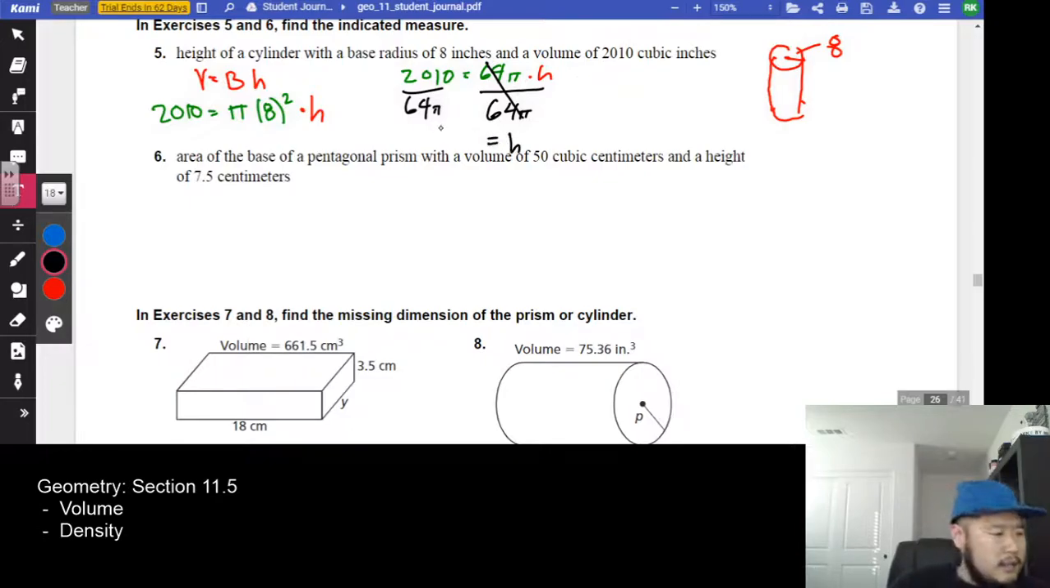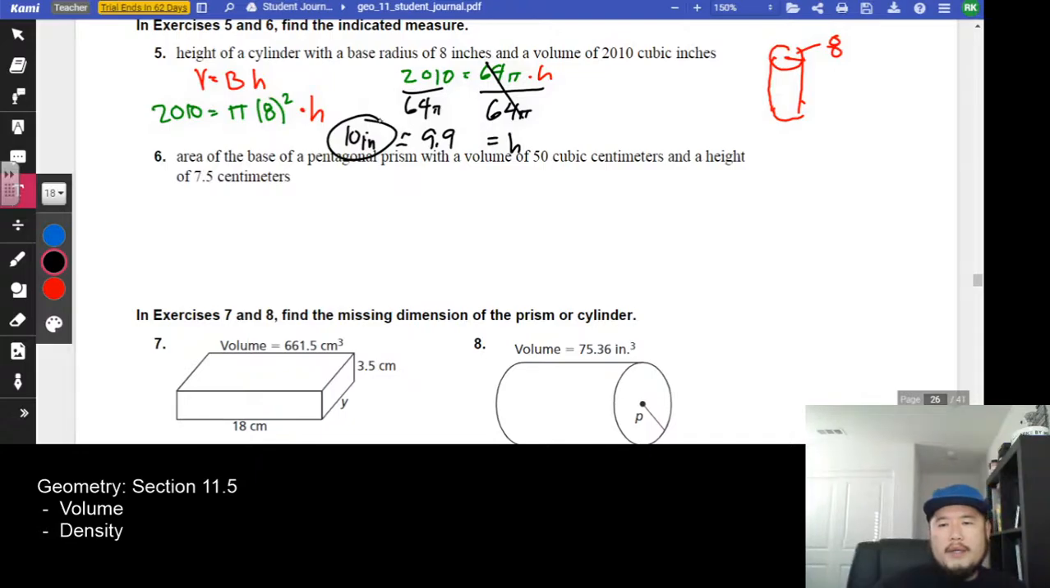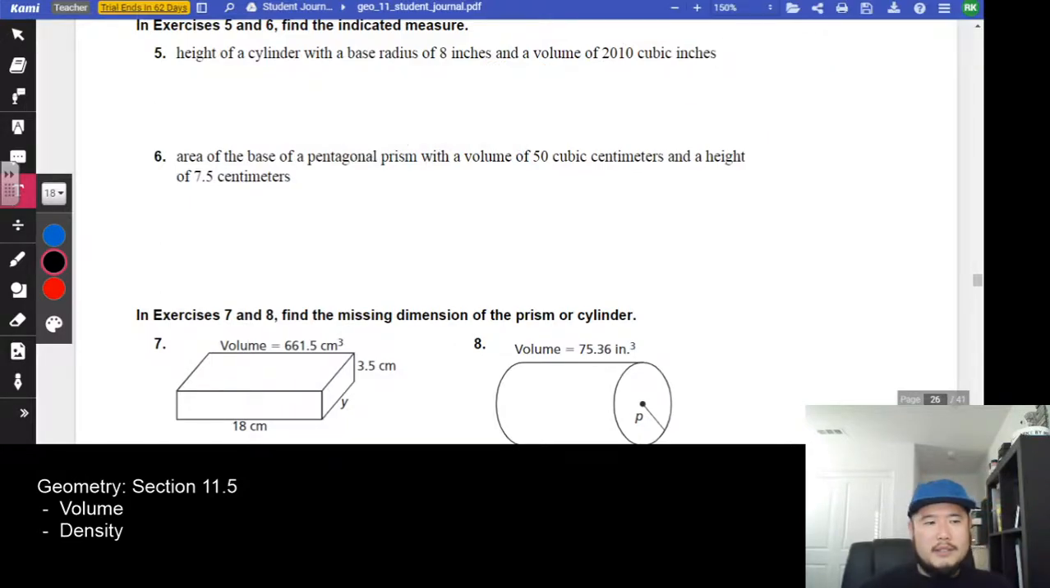So your height looks like it's approximately 9.9. And if we round that, it rounds up to 10 inches, and that is your height. Because right here we are dealing with the height, not volume, therefore it is 10 inches. All right, next up, let's take a look at number 7. Number 6 is pretty much the same, so we'll cut to the chase and go to number 7.